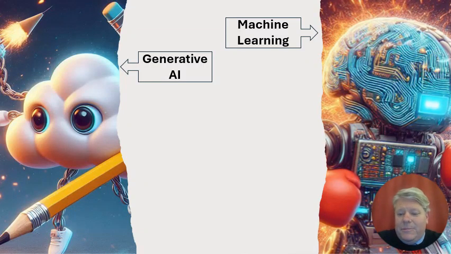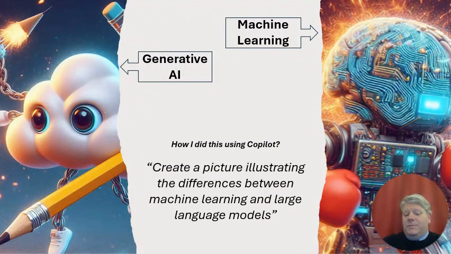Machine learning was seen as the one with brute strength, I suppose, whereas Gen AI is more of a cloud, more of an imaginative, creative, perhaps, application of computing. And this was the prompt that I used: create a picture illustrating the differences.